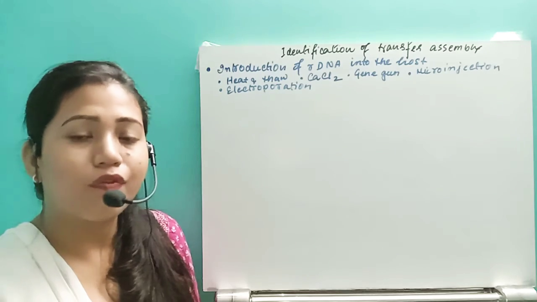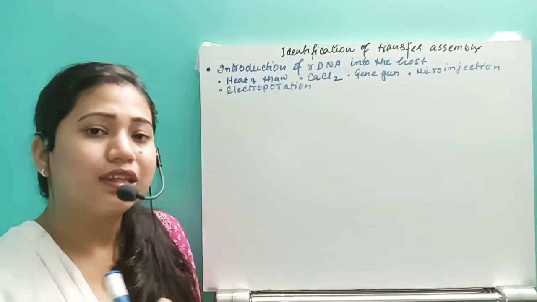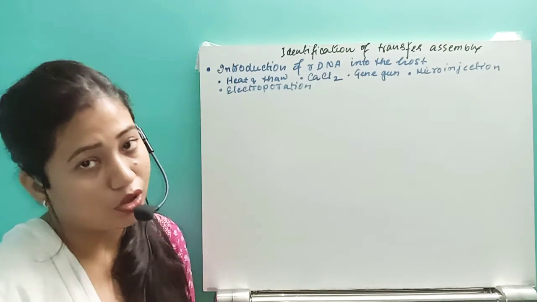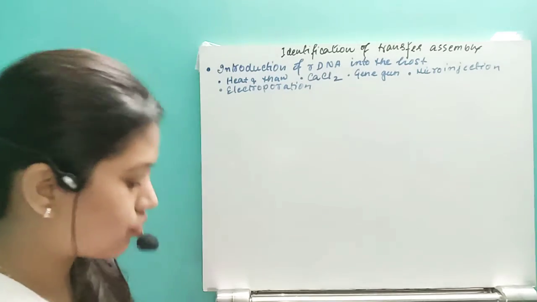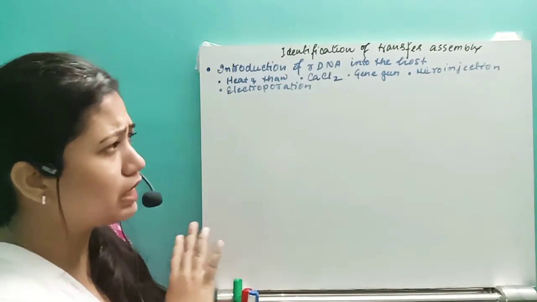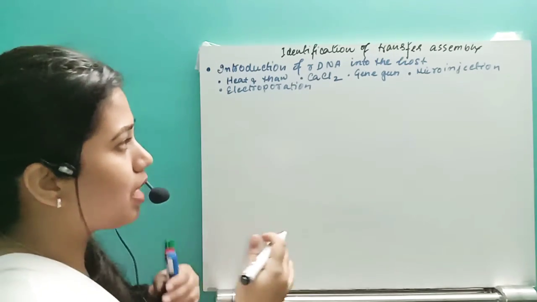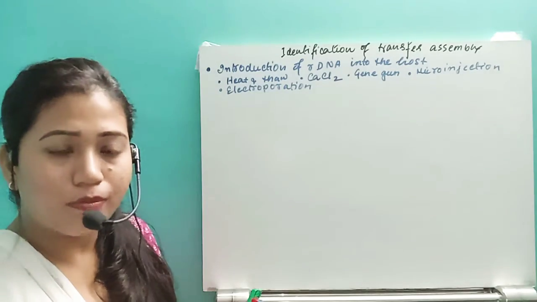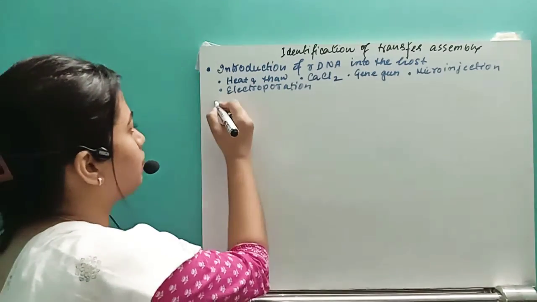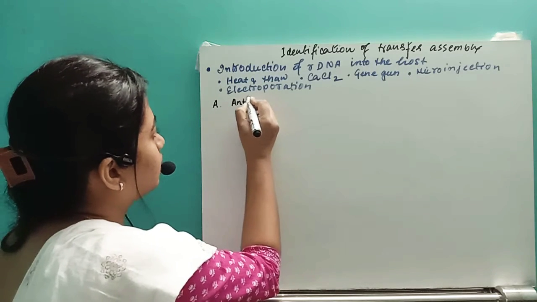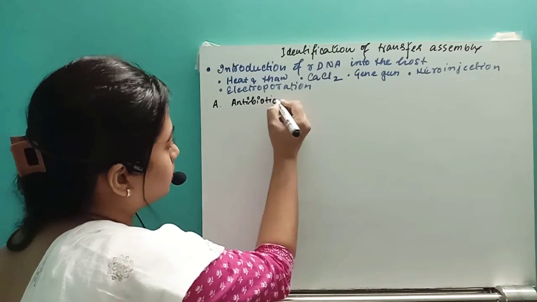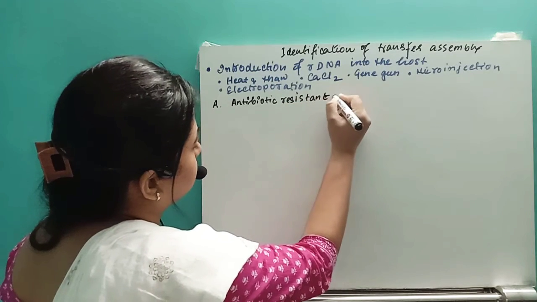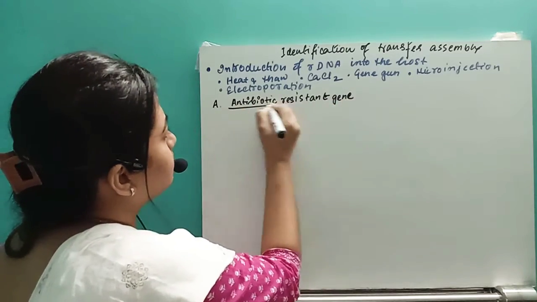So first of all, we have to make sure that the host we allow for the commercial purpose is taking our rDNA or not. This is the first step. We have two procedures by which we can get the transformant from the non-transformant. The first one is the antibiotic resistant gene.